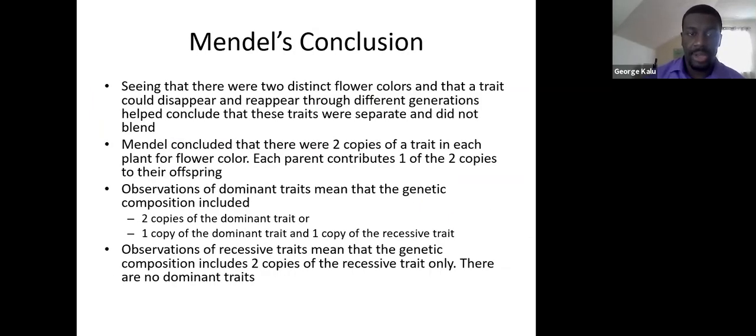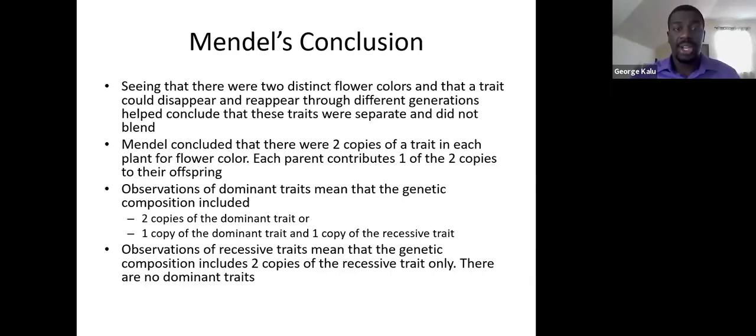Okay. So by being able to determine that some traits were dominant and other ones were recessive, he was able to make a whole set of other conclusions that would eventually become the foundation for our modern day understanding of genetics. Okay. So being able to see that there were two distinct flower colors, and seeing that some traits could reappear and disappear from generations, helped him to see that there were traits that were separate from each other. Like we were seeing purple flowers and white flowers that were completely separate, but they do not blend with each other. So there's some traits that we know are not going to blend and that they're going to be inherited separately. Okay, one or the other will be inherited.